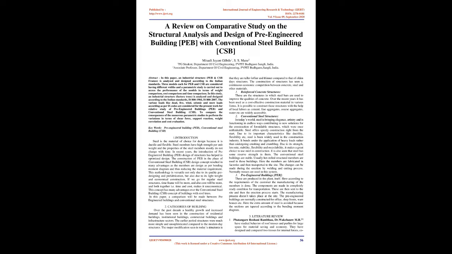This methodology is versatile not only due to its quality pre-designing and prefabrication, but also due to its lightweight and economical construction. If we go for regular steel structures, the time frame will be more, and also the cost will be more, and both together, i.e. time and cost, make it uneconomical. This concept has many advantages over the conventional steel building, CSB, concept of buildings with roof truss. In this paper, a comparison will be made between pre-engineered buildings and conventional steel structures.